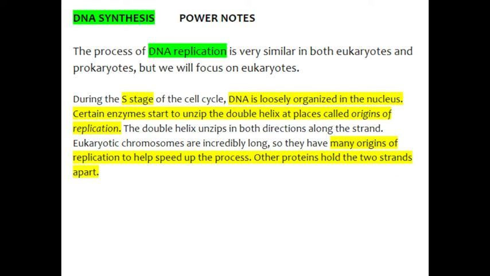During the S stage of the cell cycle, DNA is loosely organized in the nucleus. Certain enzymes start to unzip the double helix at places called origins of replication. The double helix unzips in both directions along the strand. Eukaryotic chromosomes are incredibly long, so they have to have many origins of replication to help speed up the process. Other proteins hold the two strands apart, and we are going to talk about those enzymes in a little more detail later in this presentation.